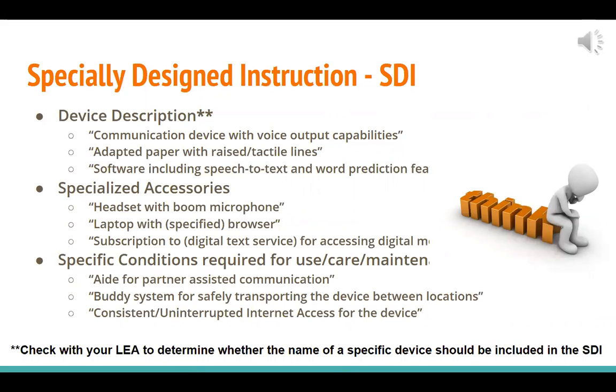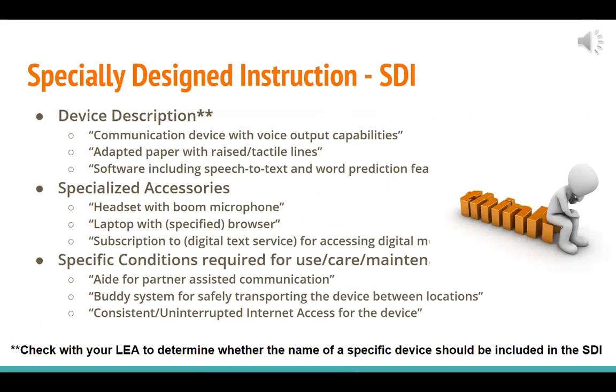Some examples on the screen, however, are when you're doing the device description, you may want to just put in that it's a communication device with voice output capabilities. So you're kind of just describing the features of the device without naming the specific make or model of the device. When you think about things like specialized accessories, do they need things to go with the device in order to be able to use it? So for example, a student who is using speech to text may also need a headset with a boom microphone. The boom microphone is the one that comes in front of the mouth off of the headset, so that they can use it in a classroom setting where it might be noisy.